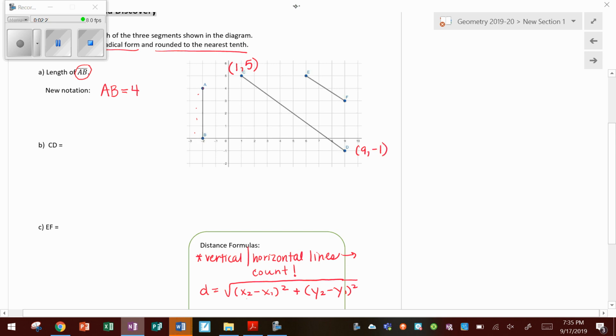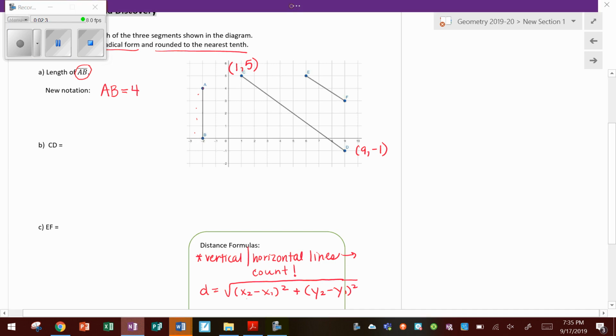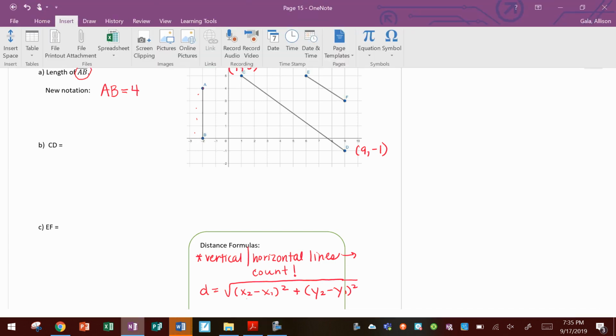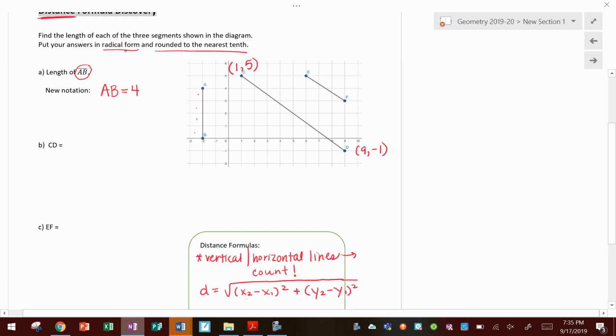Sorry, I'm trying to get a different color. I'm really sorry also, guys, about the quality of this, but I couldn't find my headphones to speak into, so that's why it's a little bit poor quality this time.